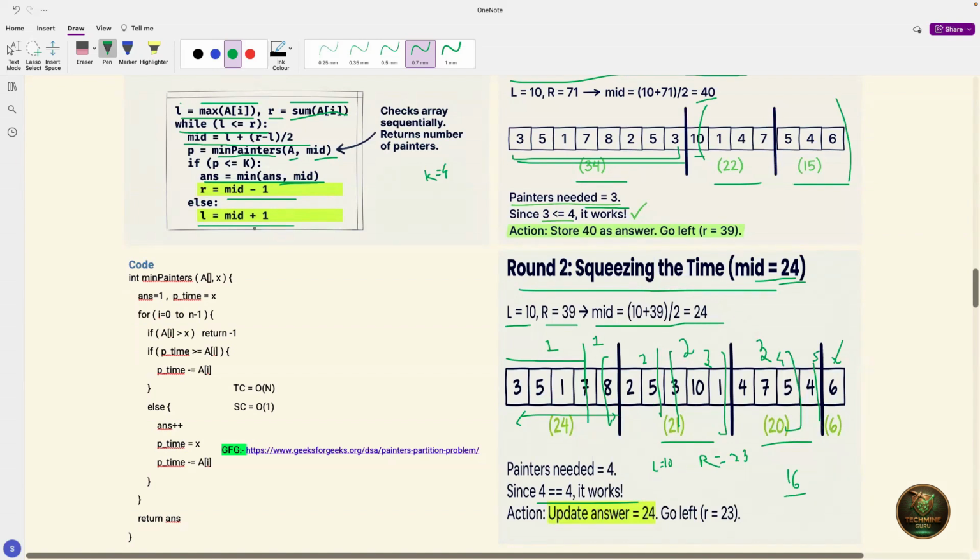That time we will move towards the right. And for moving towards the right, we will do L = mid + 1. Now our L will become 17, right?